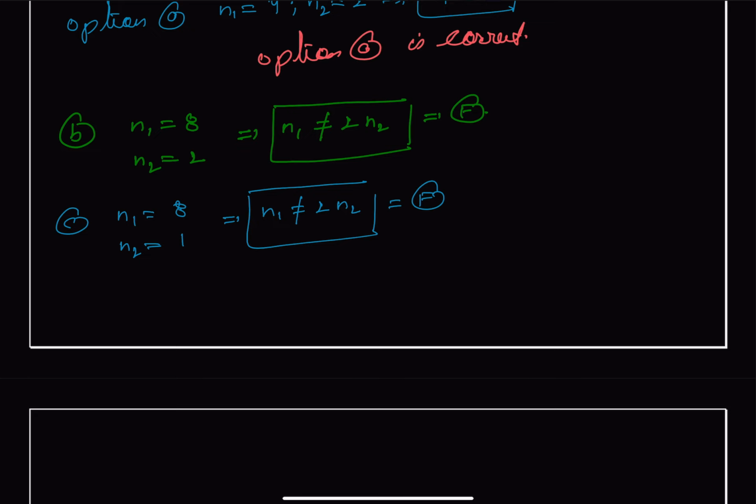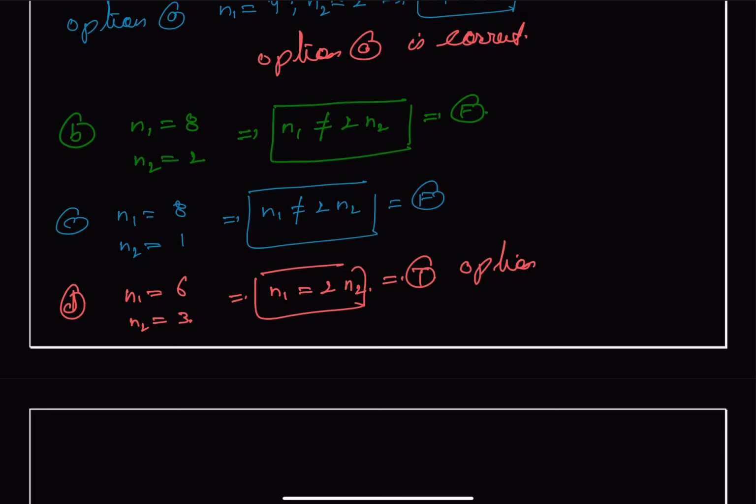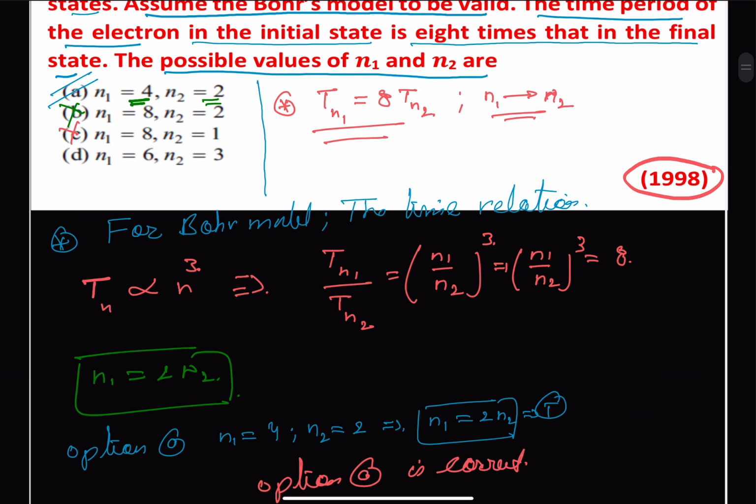And finally we are left with D, and D gives us that n1 is equal to 6 and n2 is equal to 3, and this gives us that n1 is equal to twice n2. So this option is true. So option D is correct. C is incorrect and D is correct. Otherwise also we can find out the time ratio, that should be 8.